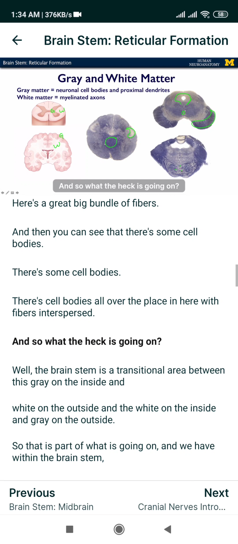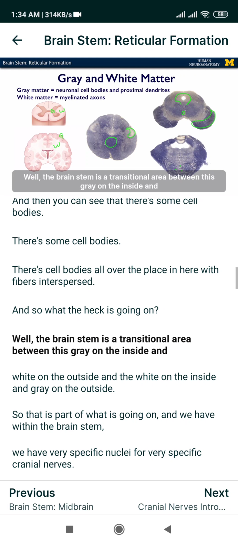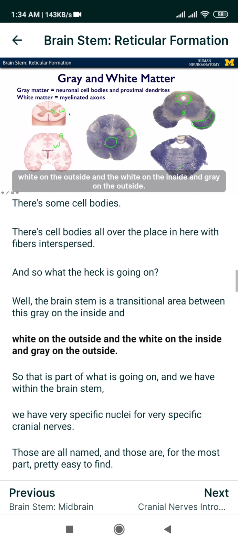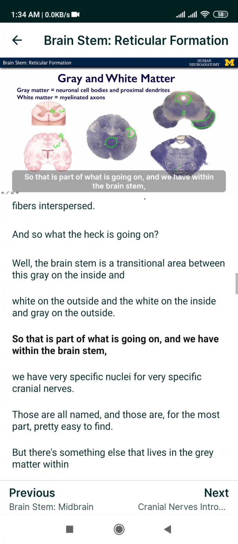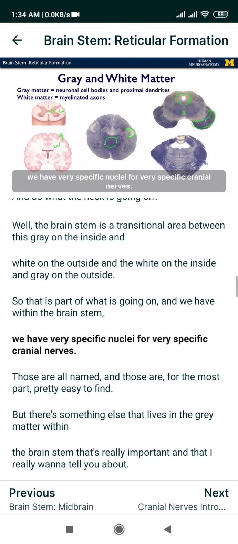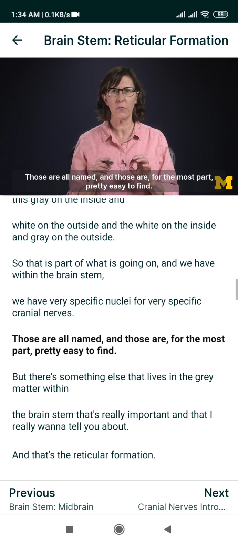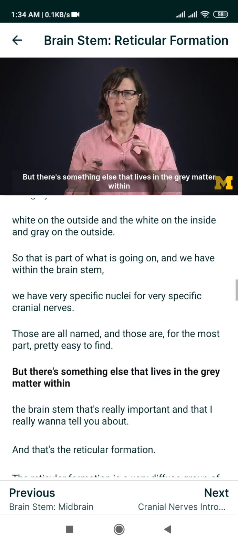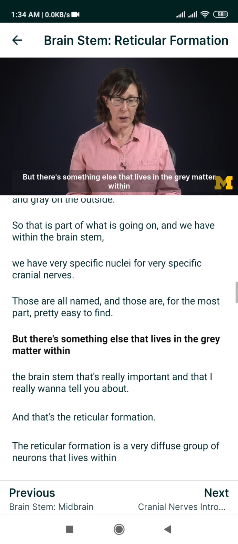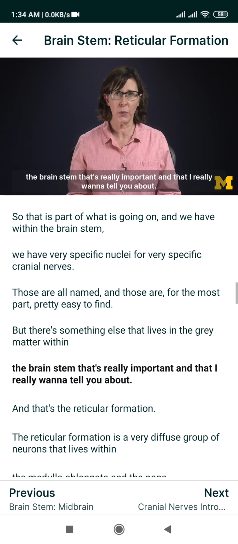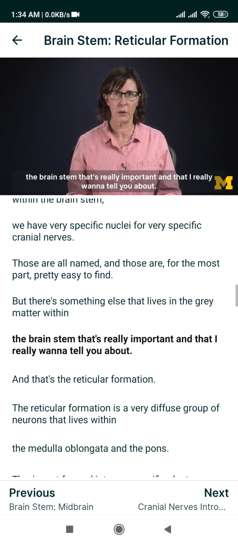And so what the heck is going on? Well, the brainstem is a transitional area between this gray on the inside, white on the outside, and the white on the inside and gray on the outside. So that's part of what's going on. And we have within the brainstem very specific nuclei for very specific cranial nerves. Those are all named, and those are, for the most part, pretty easy to find. But there's something else that lives in the gray matter within the brainstem that's really important and that I really want to tell you about.